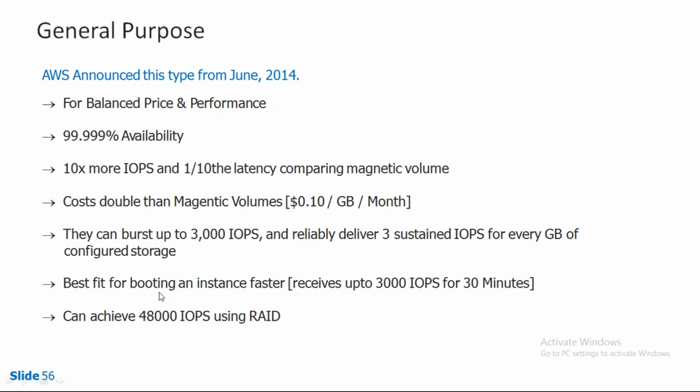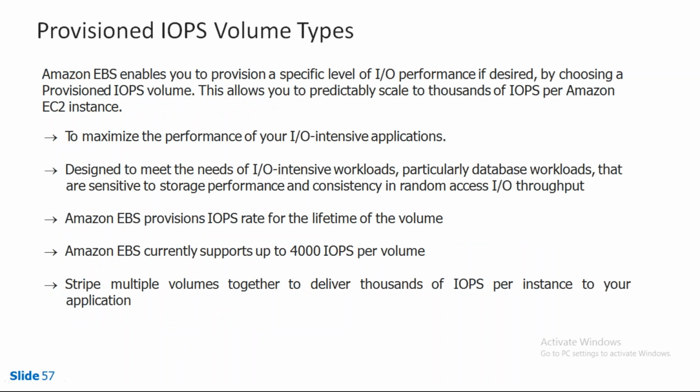Then it is the best fit for booting an instance faster. If you want your things to boot faster or be accessed faster, then we go with this. Then it can achieve 4800 IOPS using RAID levels. Do you have any idea about RAID levels? No, sir, no idea. Not to worry. RAID levels are nothing but for redundancy purposes. It's nothing but high availability and high performance.